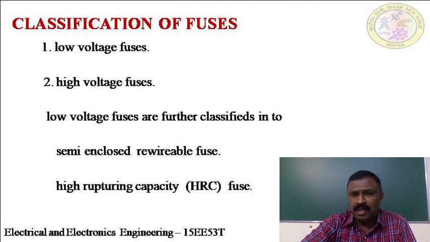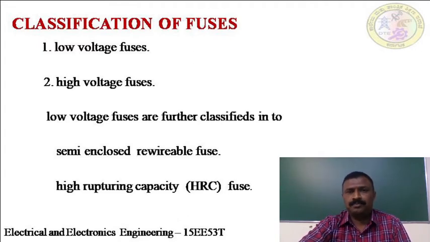See, these are all the different terminologies we are using for fuse or fuse element. One is the current rating, second is the fusing current, third the fusing factor, fourth the pre-arcing time, next arcing time, next total operating time, and the breaking capacity.